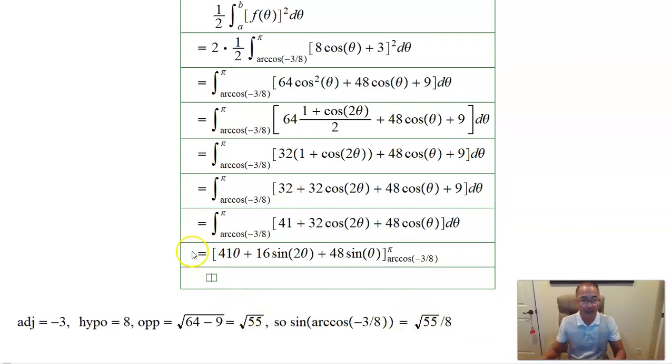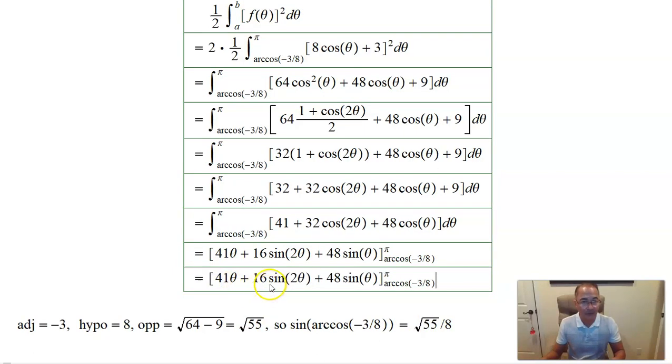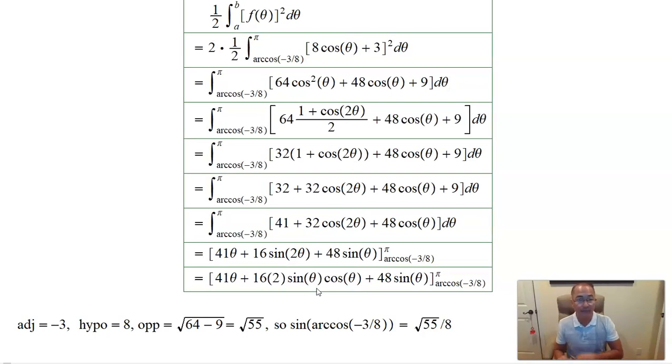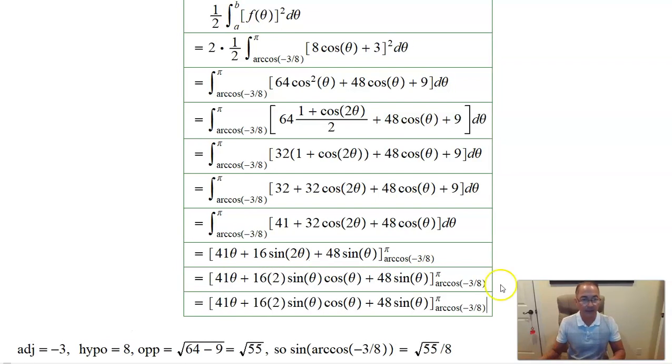But we know our double angle identities, don't we? So sine 2 theta is 2 sine theta cosine theta. Remember that? Okay, so that is our double angle identity. And sure, let's simplify that coefficient to 32. Oops, 32.